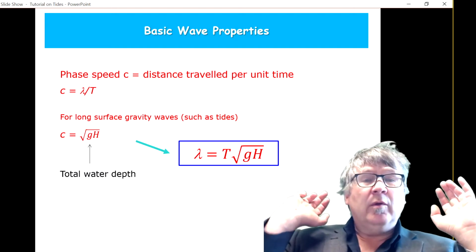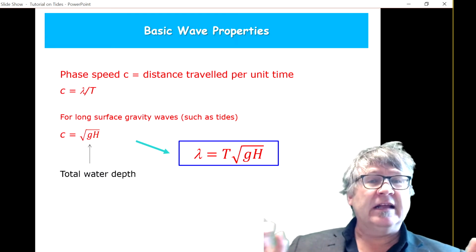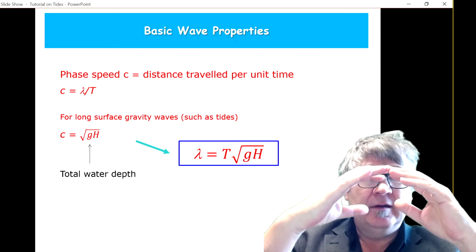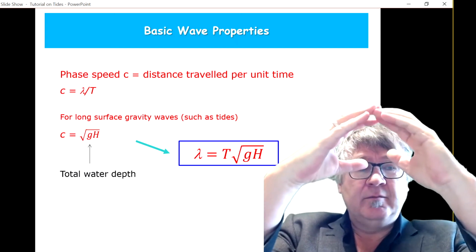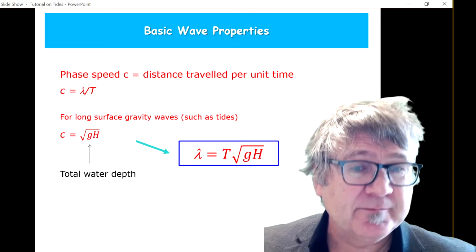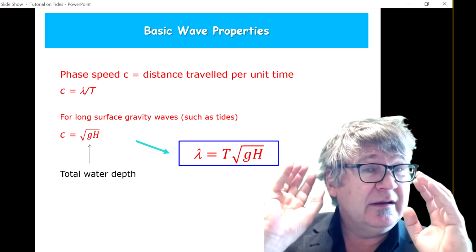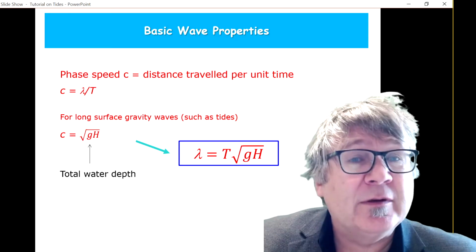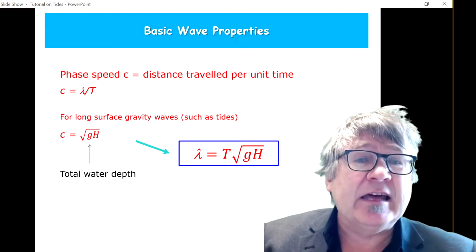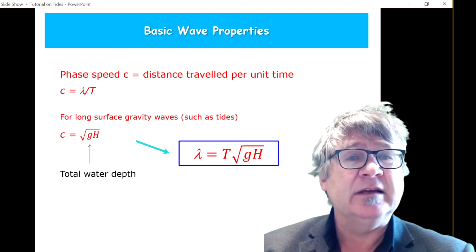So now individual waves travel in space. You have a wave pattern that moves in space, and this is what we call the phase speed. It has nothing to do with currents or flows in the ocean. This one is the speed at which the shape of the sea surface travels in space.